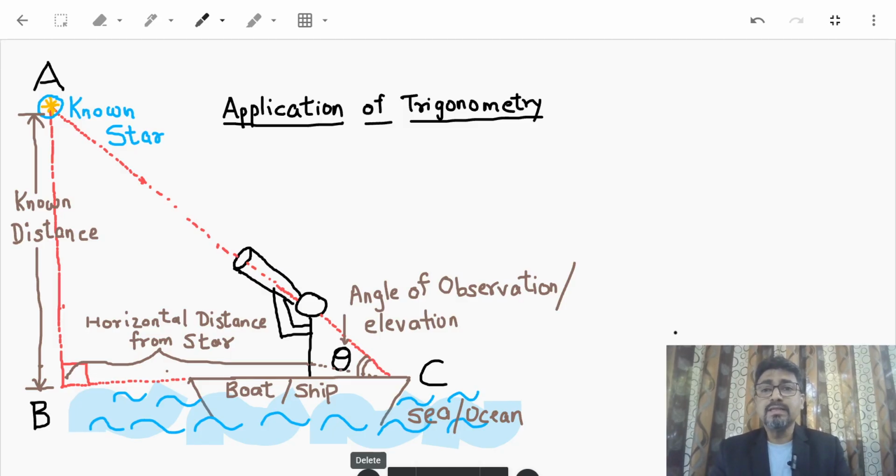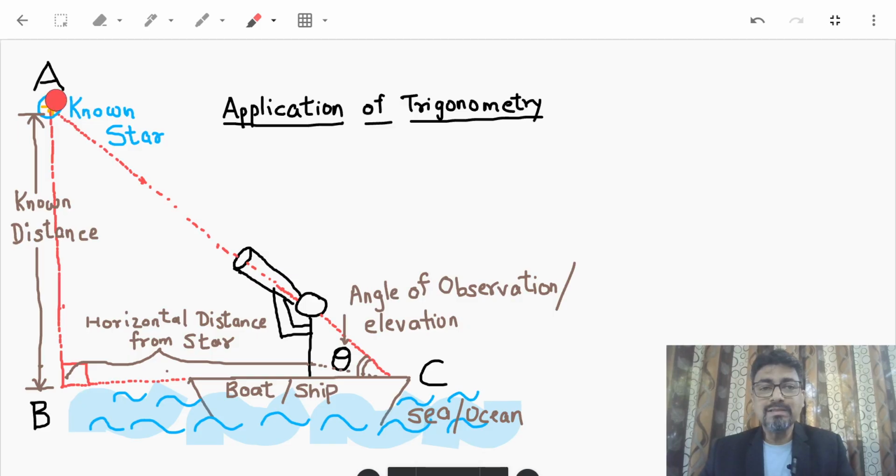For that, the sailors used to take help of a known celestial body or some known star, somewhat like the North Pole star. We have a sailor here who is observing with the help of an object like a telescope. He is observing some known star, any celestial body which is easily observable. This used to happen especially during night travels.